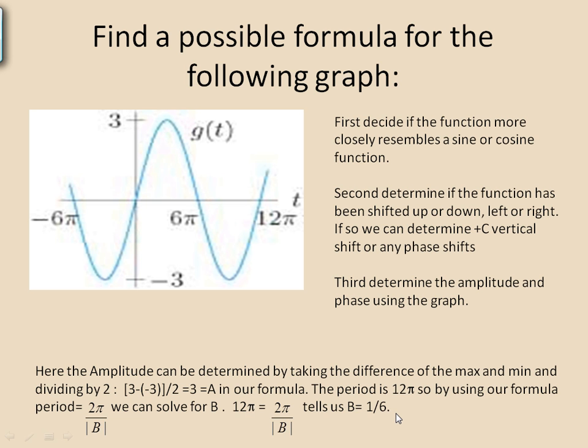Once we have A and B, we can plug them into our general formula, which tells us that y equals 3 sine of t over 6. Again, 3 is the amplitude, which gets multiplied in front, and B multiplies t. So the 1/6 multiplies the t to give us t over 6. We don't have any shifting, so since we didn't go up or down, we don't have a plus C, and we didn't have any phase shifting, which is the inside, left or right, so we don't have anything added or subtracted inside. So our general equation becomes y equals 3 sine of t over 6.